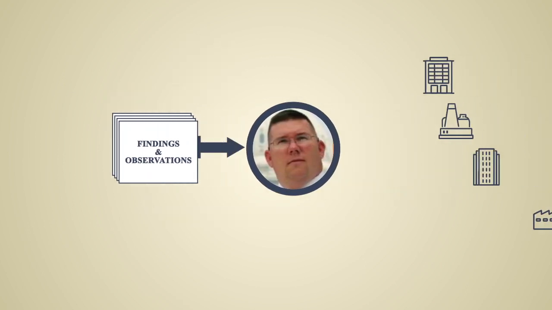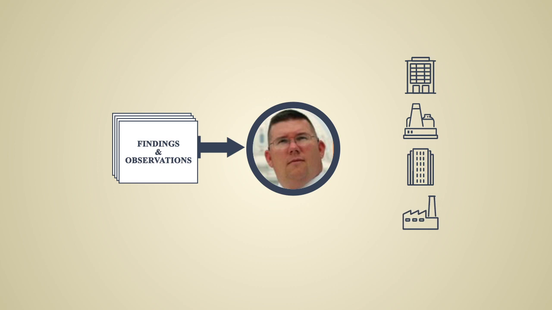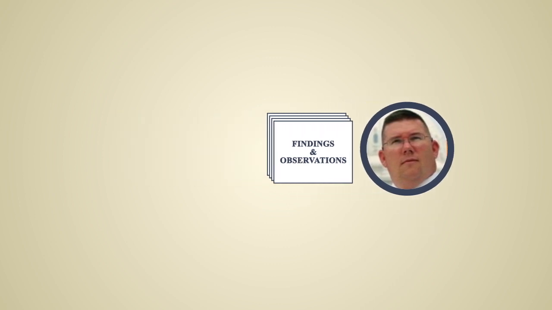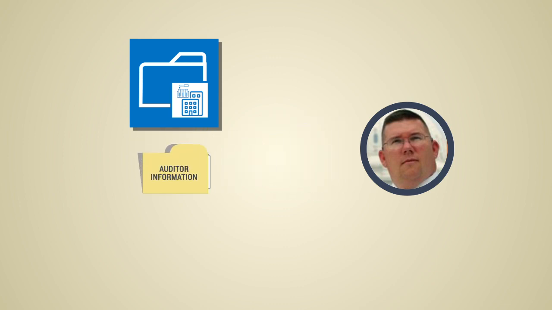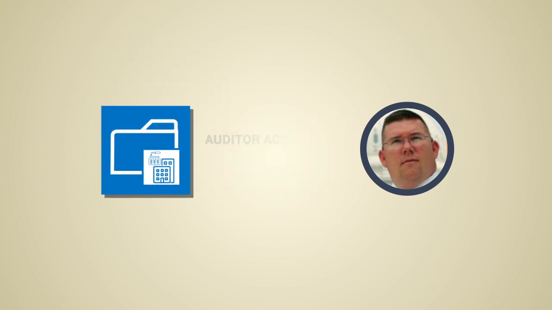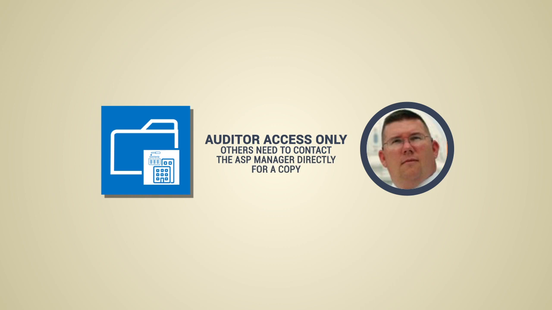These reports, minus the CAPs, will be provided to the ASP Manager, who will then notify all contract holders and forward these reports to all DOE complex interested parties. These reports will be archived on the DOCAP SharePoint for auditor access only. The ASP Manager will post these on the DOCAP SharePoint for access by all auditors, only under the Auditor Information folder. If anyone else requests a copy, they'll need to contact the ASP Manager directly for a copy.